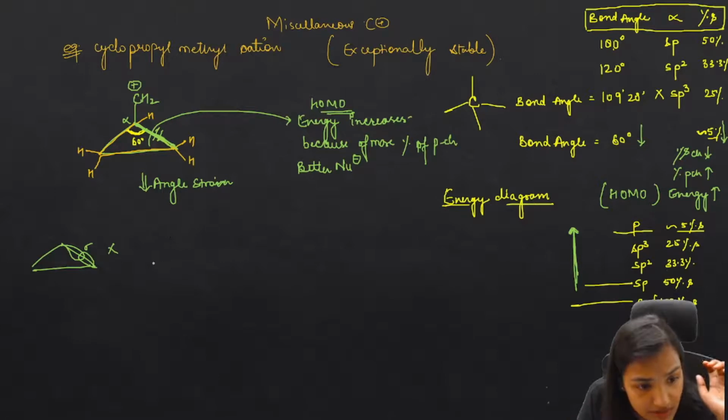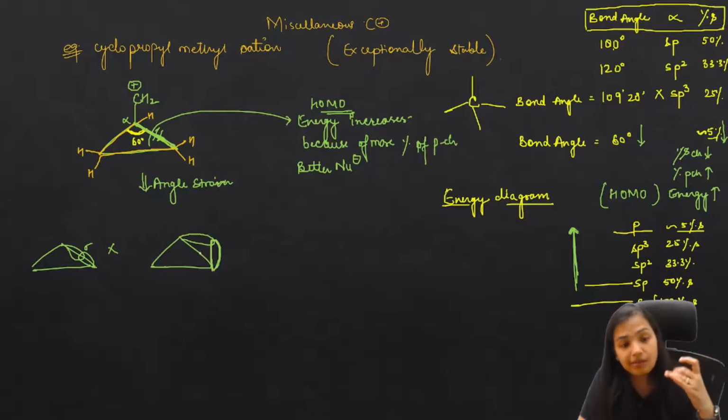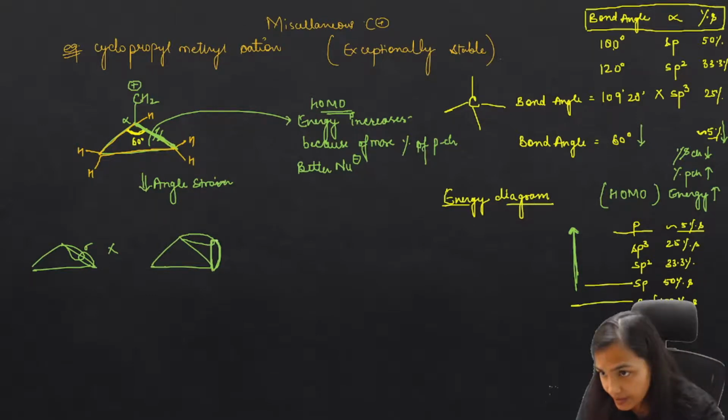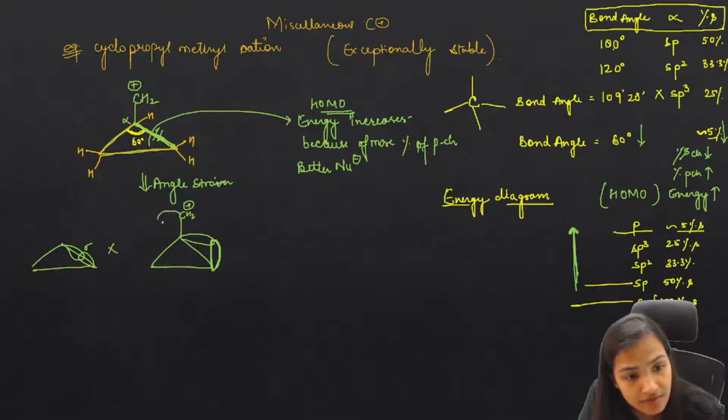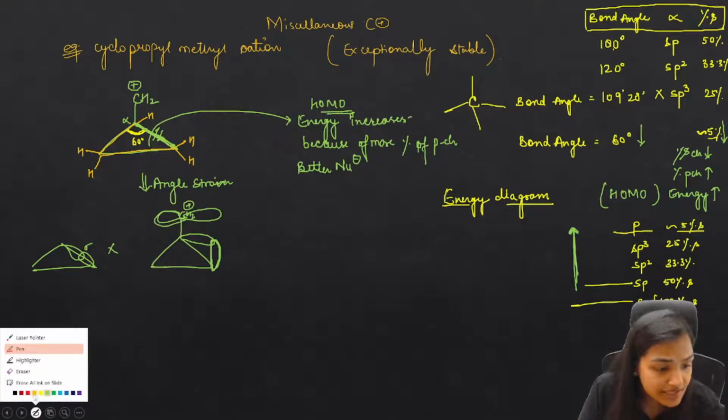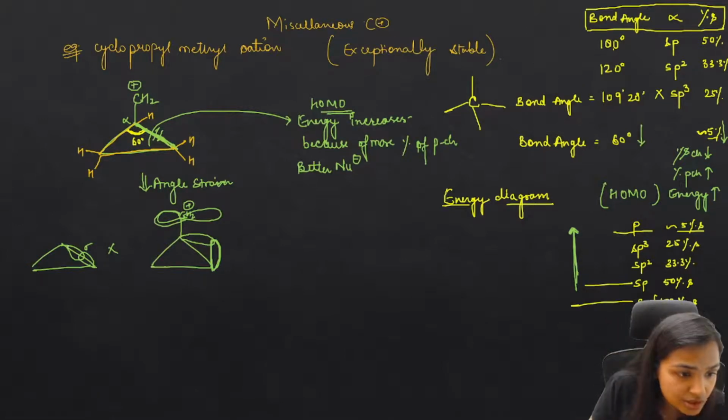This overlap is basically slightly like this. Because of this angle strain, this overlap is something like this. So rather than being a pure S, they have more of P character. Rather than being considered to have a complete S character, that is, a sigma bond, it is basically having a P character. And in the case of the carbocation, that is CH2 positive, we do have a vacant orbital there, we do have a vacant P orbital. So basically this bond is not like this, it is something like this, bent.